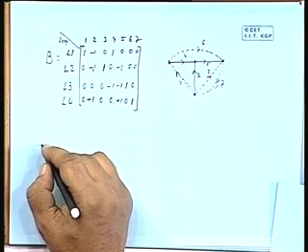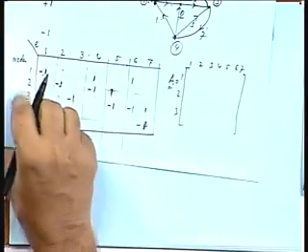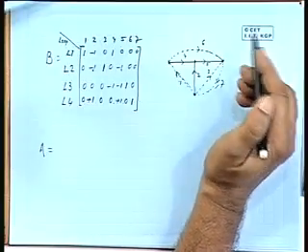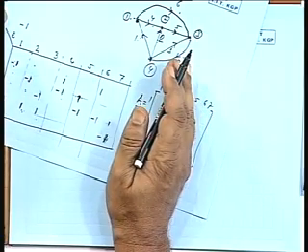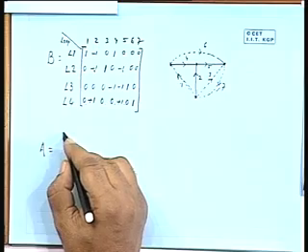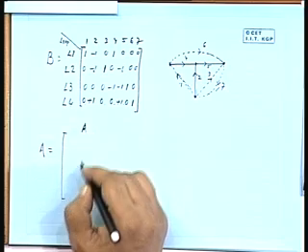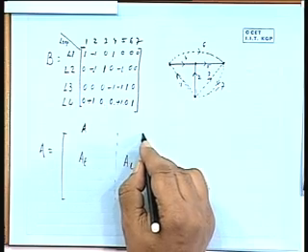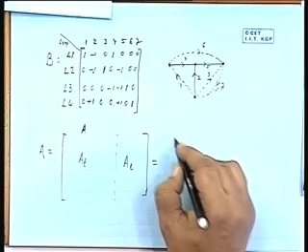Matrix A, I can rewrite matrix A. Once you have selected a tree, you can put the tree elements in one side and the link elements on the other side, okay. We can put it as A_T partitioned A_L, okay.